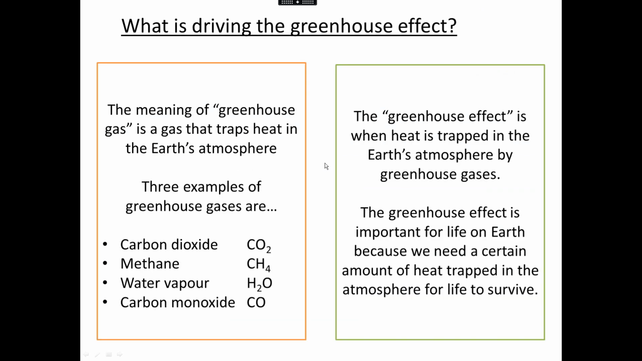A greenhouse gas is a gas that traps heat in the Earth's atmosphere. So some examples: carbon dioxide, CO2, methane, CH4, water vapor, H2O. There are also nitrogen oxides and sulfur dioxide, which we'll look at in a future lesson. The greenhouse effect is when heat is trapped in the Earth's atmosphere by greenhouse gases. The greenhouse effect is important for life on Earth because we need a certain amount of heat to be trapped in the atmosphere for life to survive. We need the greenhouse effect.